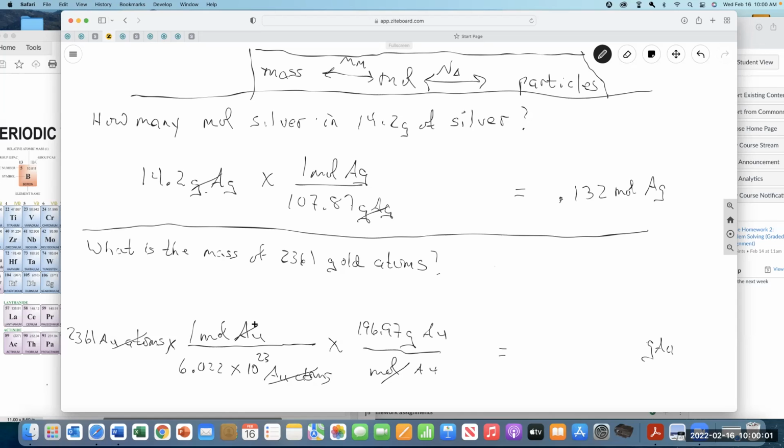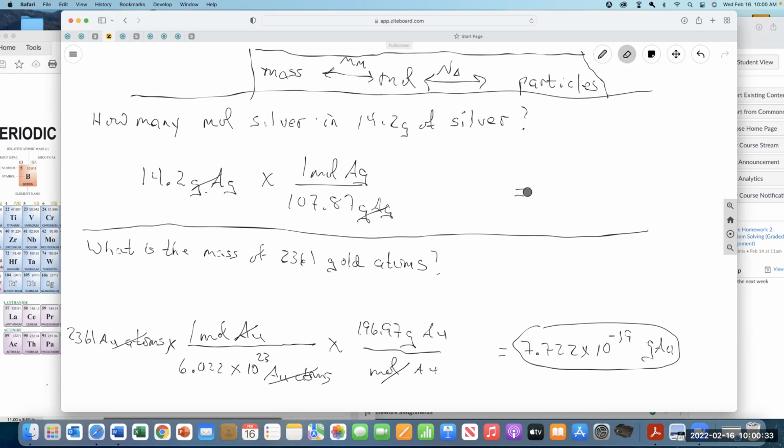Moles cancel. So my answer will have 4 sig figs, 2361 divided by Avogadro's number times 196.97. So I get 7.722 times 10 to the minus 19th. And that makes sense. Atoms are small. All right.